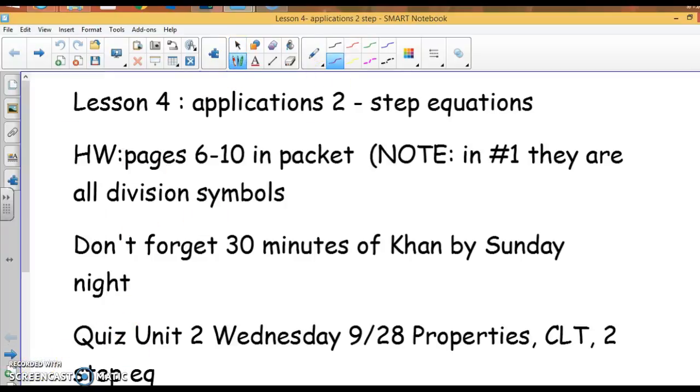Today we're talking about Advanced Pre-Algebra, Unit 2, Lesson 4, Applications of Two-Step Equations.